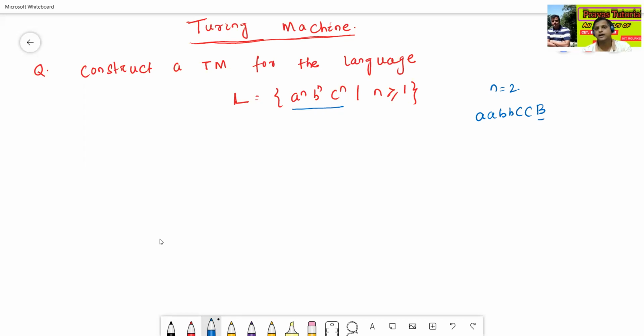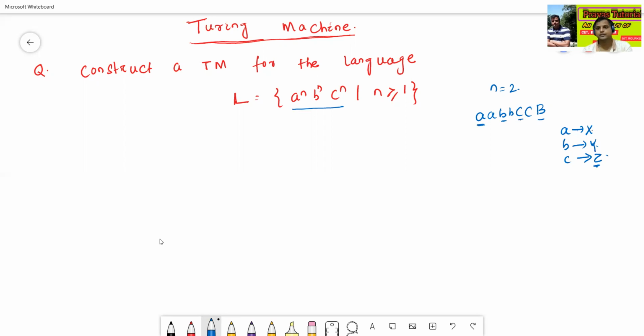Now we'll construct the Turing machine. When the Turing machine reads A, it will write X. We'll take X for A, Y for B, and Z for C. That means when the Turing machine reads A, it writes X; when it reads B, it writes Y; when it reads C, it writes Z.